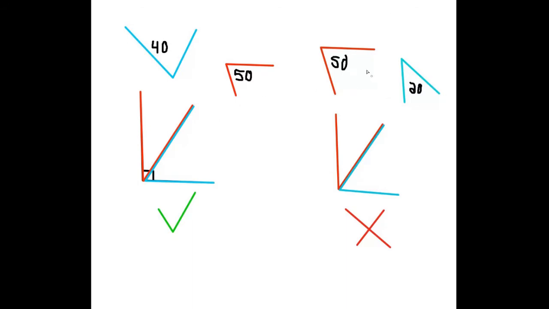On the other hand, this one right here, 50 and 20 do not add up to 90, they add up to 70, so these are not complements of each other. In this diagram, we cannot assume that these two angles form a 90-degree angle. We would need the symbol.